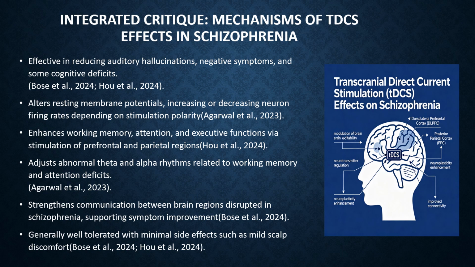Additionally, TDCS helps normalize abnormal brain rhythms in the theta and alpha bands, which are associated with working memory and attention deficits in schizophrenia. It also strengthens communication between the brain regions that are typically disrupted in the disorder, supporting overall symptom improvement. Importantly, TDCS is generally well tolerated with only mild side effects such as scalp tingling or discomfort, making it a safe and promising neuromodulation approach for schizophrenia treatment.